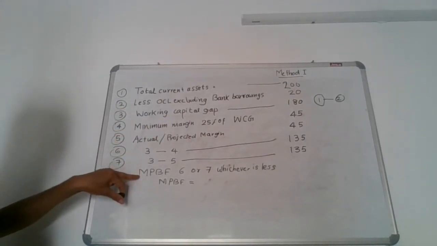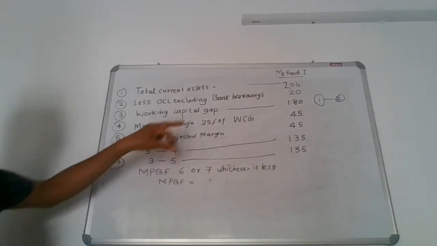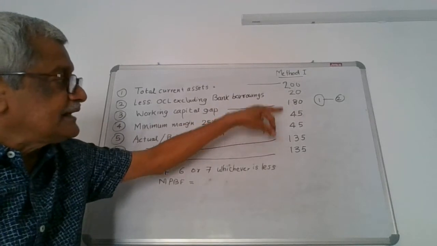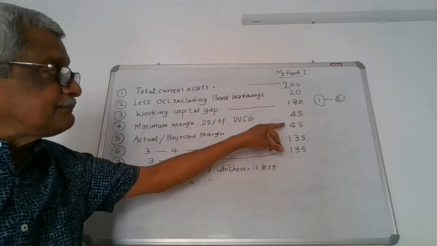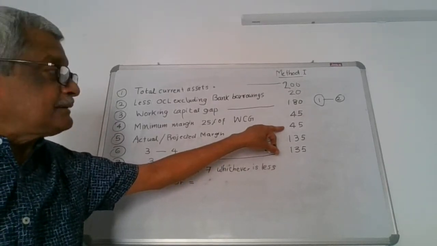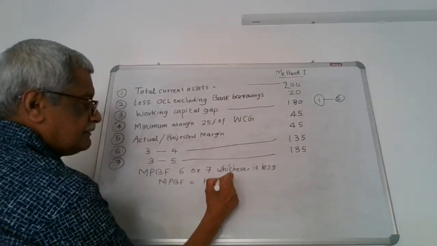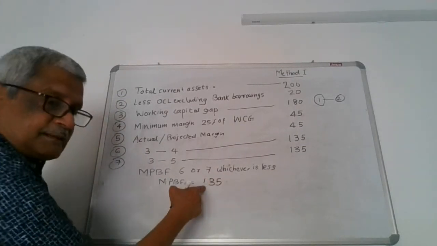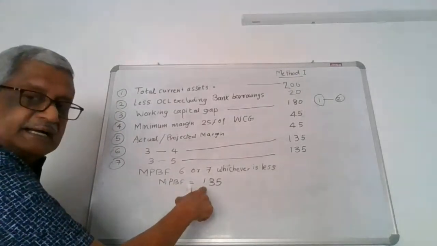Now the MBBF will be 6 or 7, whichever is less. That is 3 minus 4 or 3 minus 5, whichever is less. In this case, since the business enterprise brings in only the minimum required margin, he gets the MBBF of 135. That means the bank will extend a working capital limit of 135.